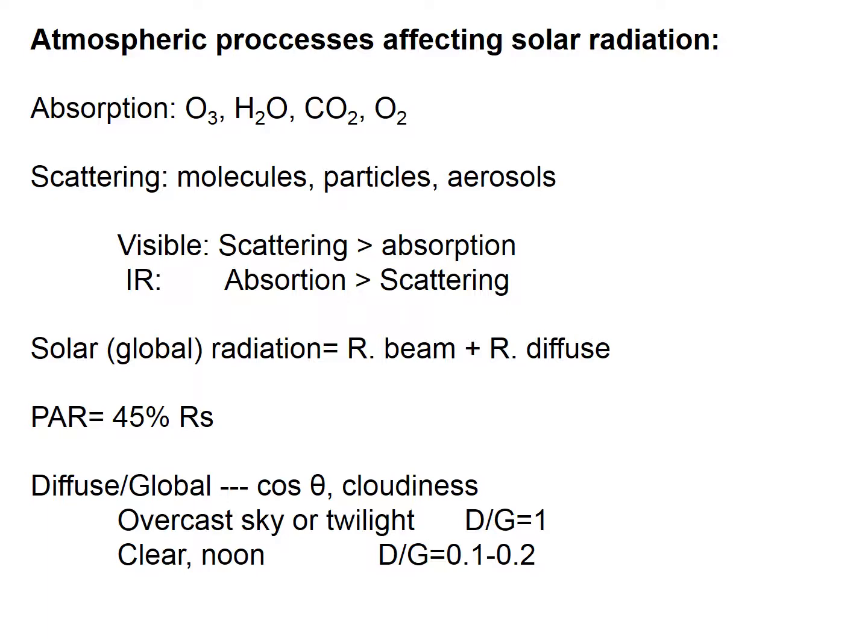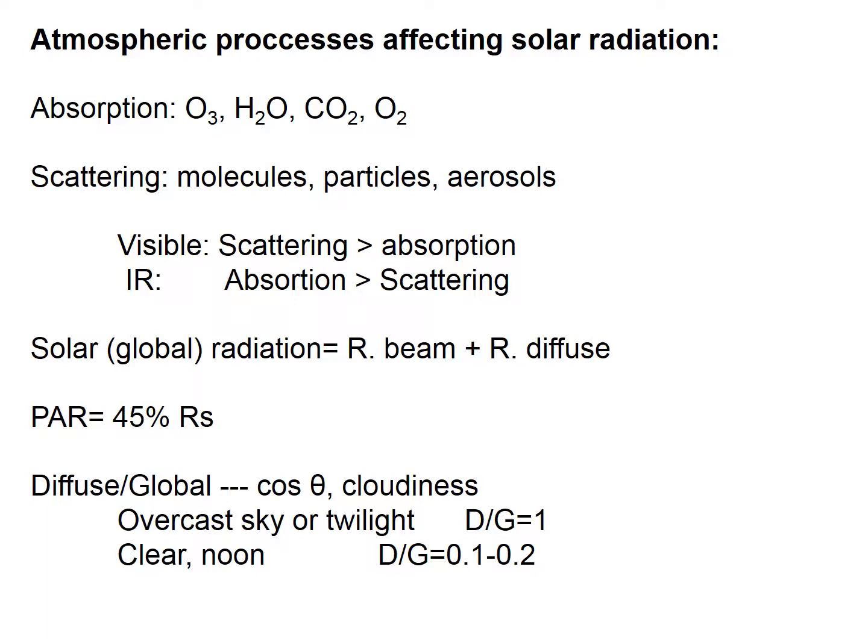On the other hand, we have a component, radiation of the beam, or direct radiation, that will come with the direction of the sun rays. The sum of those, of direct and diffuse radiation, is the so-called solar or global radiation. The component of solar radiation in the PAR, in the visible bands, is 45% of solar radiation at the Earth's surface.